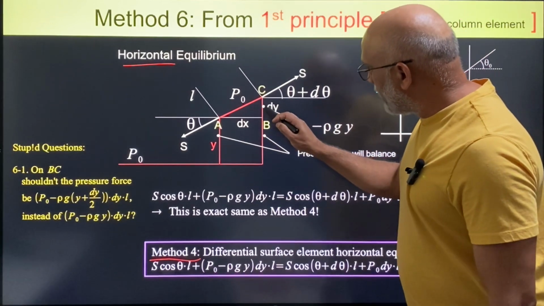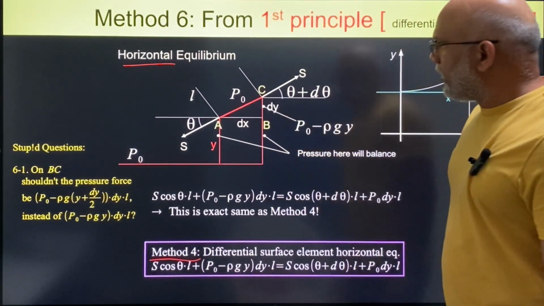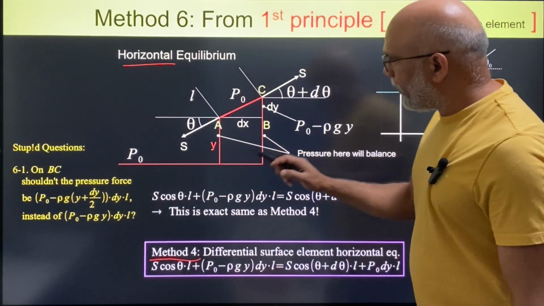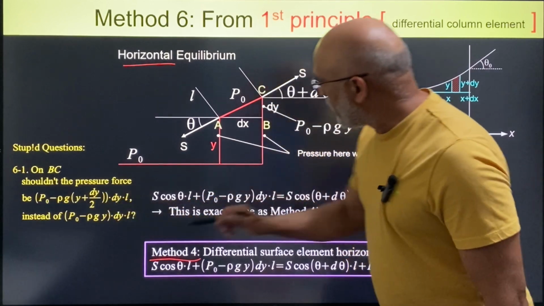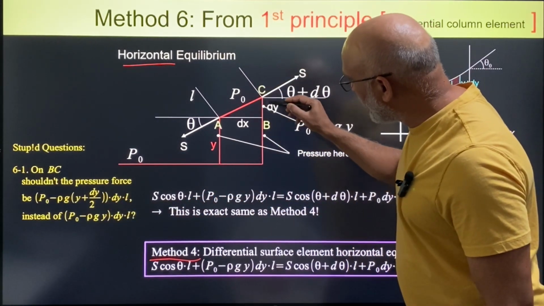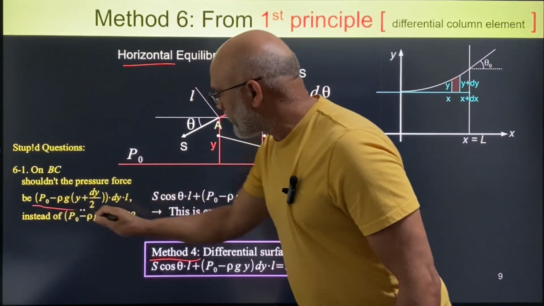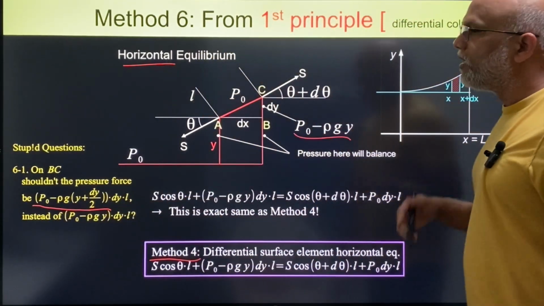Okay, the question here is, now, in this case, I need the pressure at this point here. At that point, shouldn't the pressure be rho g (y plus dy by 2), because until here it is y and this is dy, so the middle point of that will be dy by 2? So shouldn't the pressure be this instead of this? Let me know.